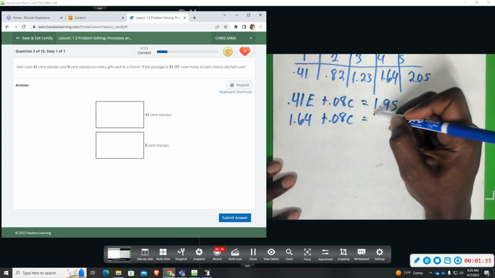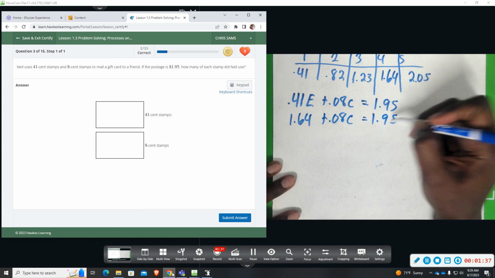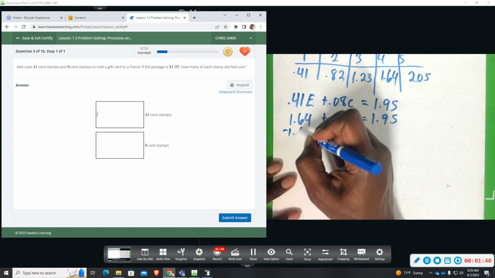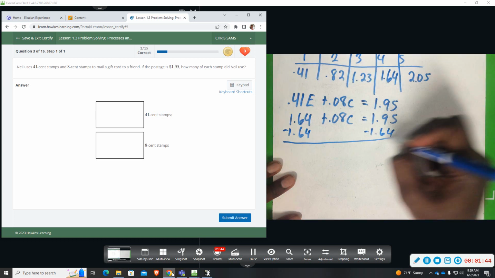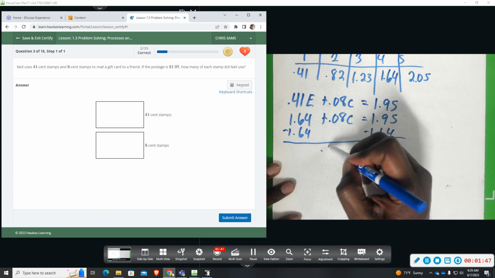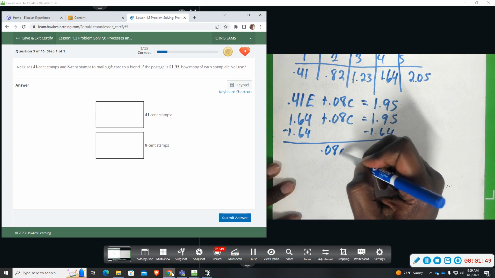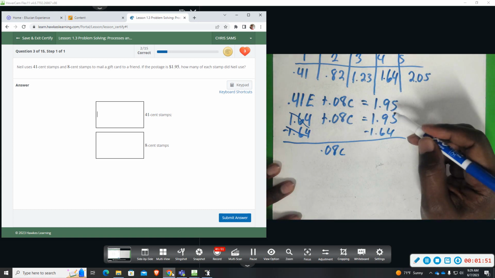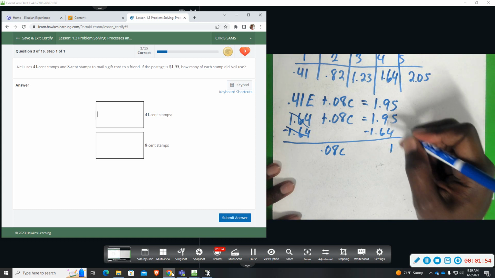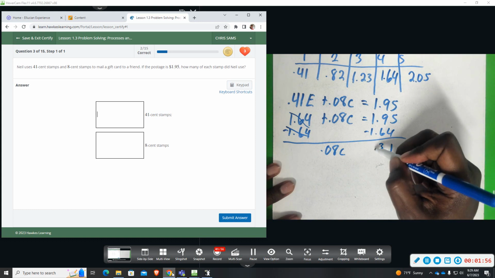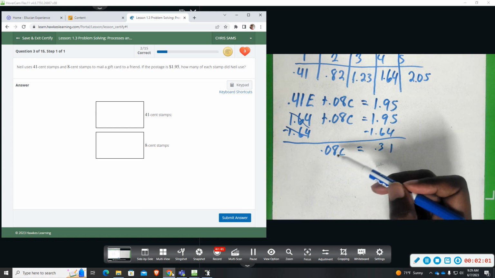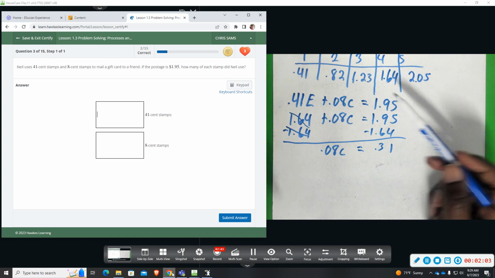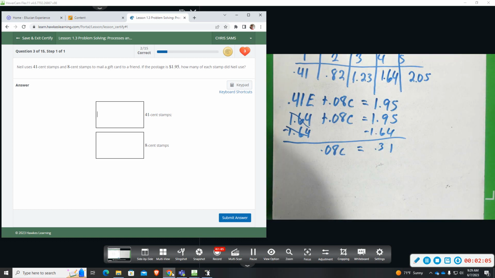0.08C equals 1.95. We're going to subtract 1.64 from both sides, and that will give us 0.08C. Those will go to 0. And that will leave me with 31. And I know 8 times 4 is 32, so there's nothing times 8 that will give me 31. So 4 may not be the ideal number, so let's go to the next largest number, which is 3.